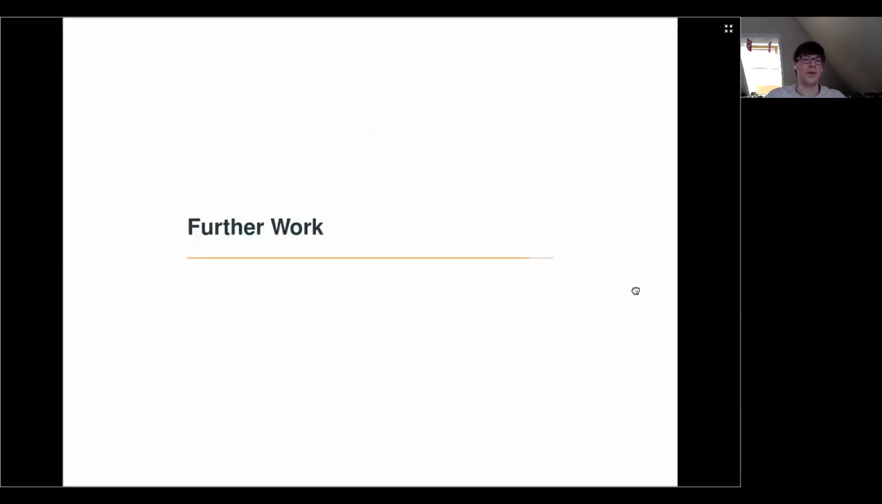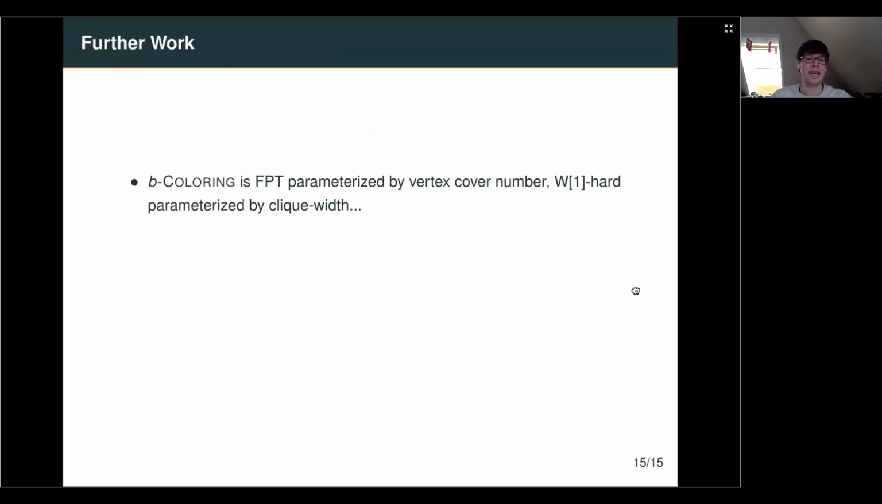All right, so I want to conclude with some further work. We have shown that B coloring is FPT parameterized by vertex cover, and it's W1 hard parameterized by Clique-Width. The natural next question is about the most famous parameter sitting in between the two, which arguably is the tree width. We expect that for tree width, the problem should be W1 hard, but we haven't proved it.